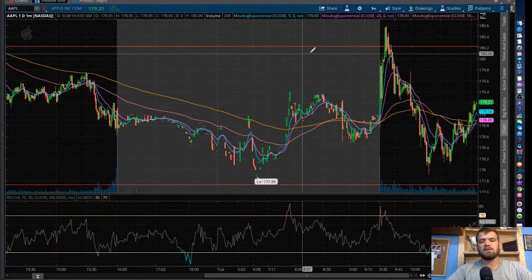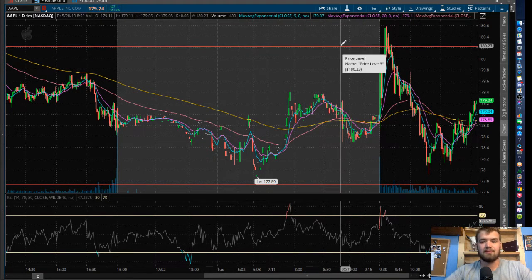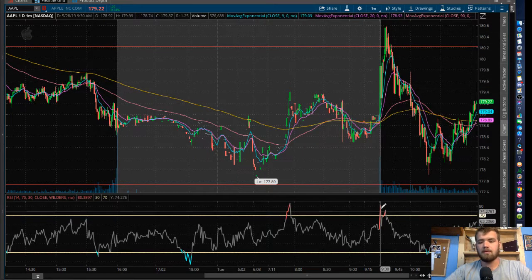So pretty much right here we have this resistance coming in. Now this is a hard resistance at pretty much 180. This is where the stock tends to fall. So pretty much we had this huge break. We're above the 70, almost pushing an 80 here on the RSI.